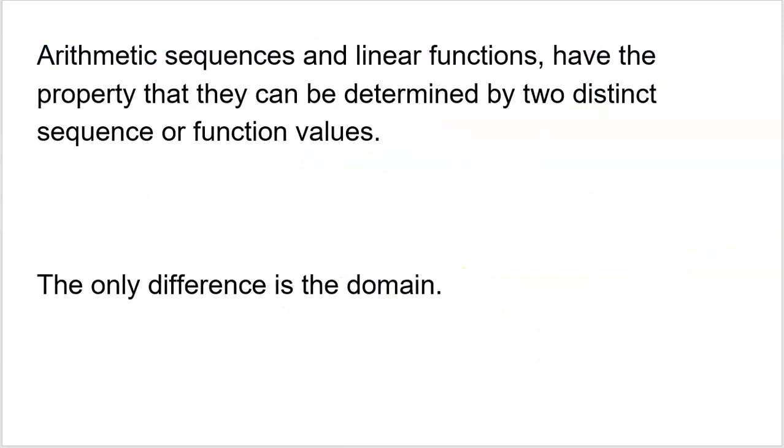Okay, so arithmetic sequences and linear functions have the property that they can be determined by two distinct sequence or function values. The only difference is the domain. Remember, in an arithmetic sequence, you can only plug in whole numbers, 1, 2, 3, 4, 5, 6, 7, 8, 9, 10, whereas in a linear function, you could plug in anything: negatives, positives, fractions, decimals, anything you want. But again, arithmetic sequences are the same thing as linear, the only difference being the domain.